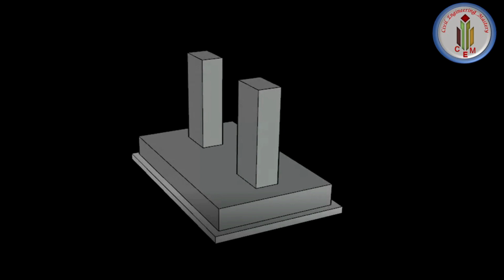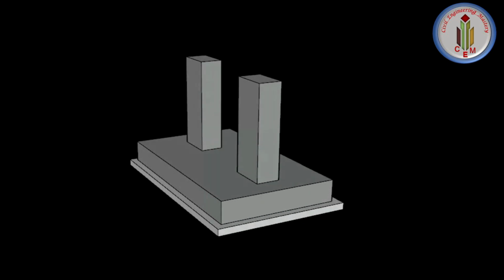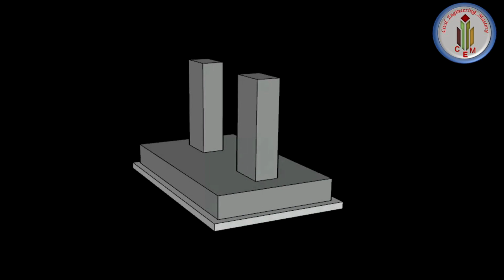So we have seen isolated footings, right? Those isolated footings we have provided for only one column, and the isolated footings have overlapped each other. And also when the SBC of soil is low and it requires more area under individual footing, in that case also we need to provide the combined footing.